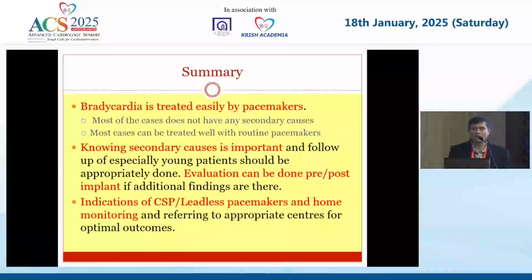Knowing the secondary cause is important to go further as to how to treat them in the future, as well as which device to be given. Indications of these devices should be known well, especially the leadless and conduction system pacing, rather than doing it in all.